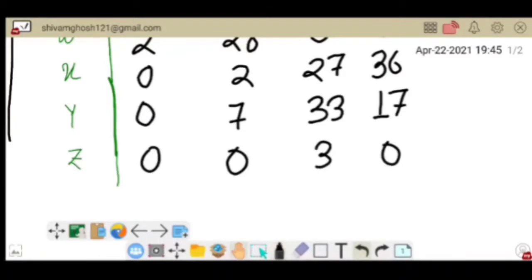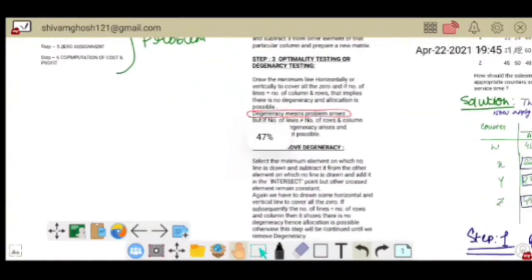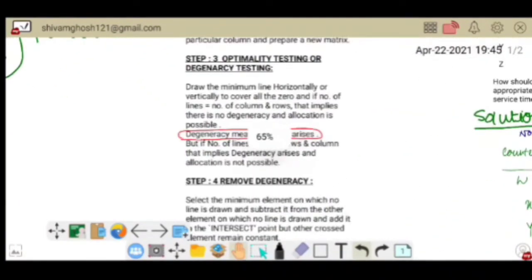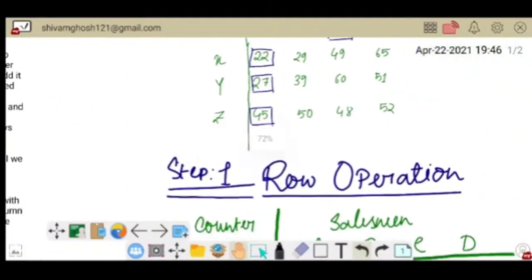Okay, so now we will read again step number 3: draw the minimum line horizontally or vertically, whatever it will be. We have to draw the line and cover all these zeros, and if the number of lines equals the number of columns, then there is no degeneracy and allocation is possible, meaning there will be no problem, so we can continue with our next step. But if degeneracy arises, we first have to remove it, and for that purpose we go to our next step, step 4.